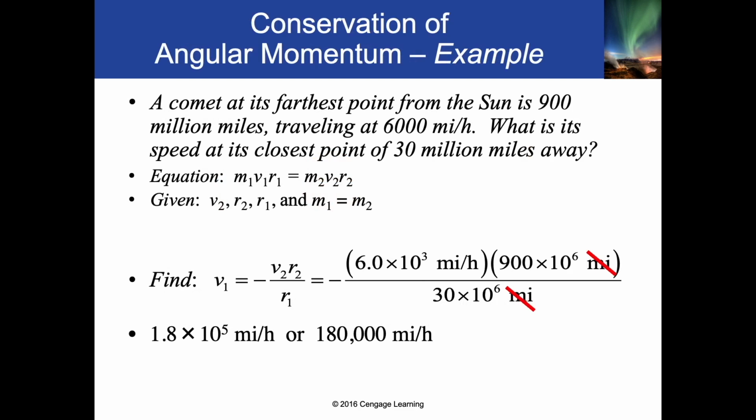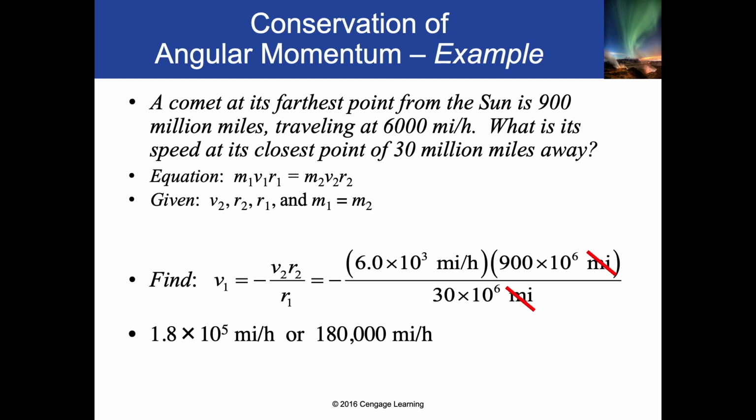All right, so let's do a quick example here. We have a comet, and at its farthest point from the sun, it's 900 million miles away, traveling at 6,000 miles per hour. What is its speed at its closest point of 30 million miles away? So the furthest point is 900 million miles, and the closest point is 30 million miles. And literally all you have to do is use this equation because we know it's all going to be the same for angular momentum.